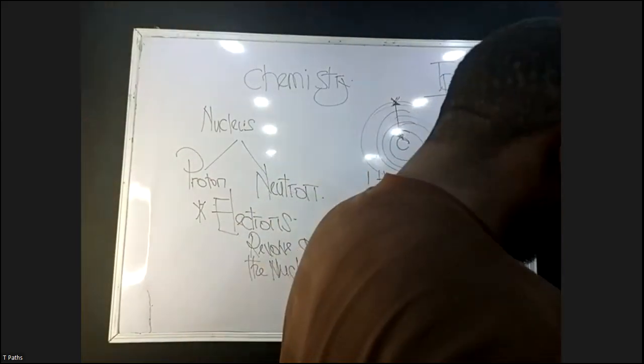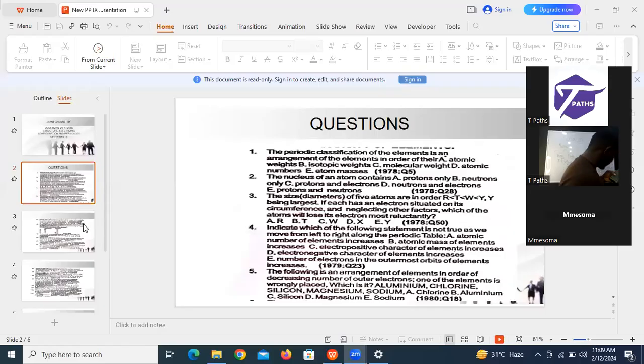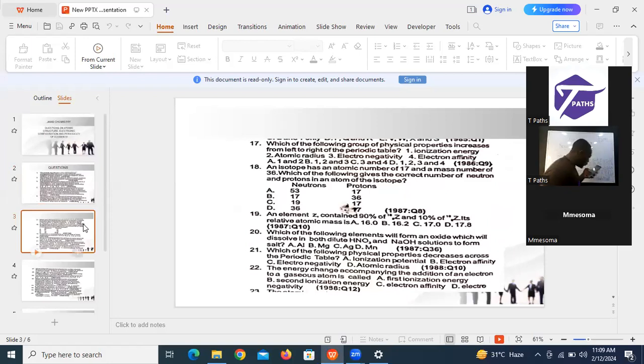Aluminium is the answer. The next thing here: which of the following group of physical properties increases from left to right? We discussed this today, but you can see we have introduced new terms here. IE, ionization energy. You can see here it decreases across the period.